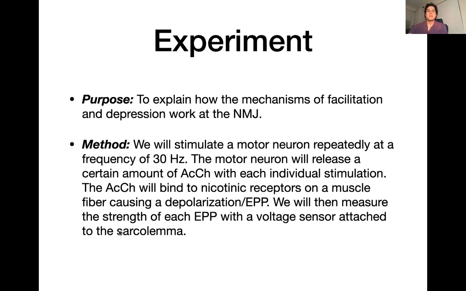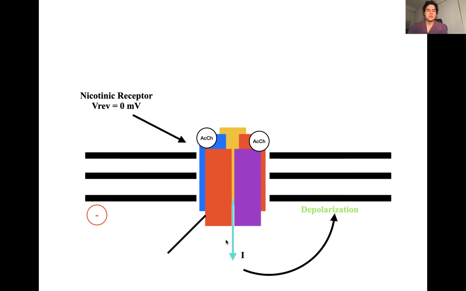Now, the depolarization that is caused by acetylcholine binding to all of the receptors on a muscle fiber is called an end plate potential. Now, we can measure the strength of this end plate potential by having a voltage sensor attached to the sarcolemma. So that is what we are going to be measuring in this experiment. We're going to be measuring the amplitude or strength of the end plate potential with each sequential stimulation of the motor neuron. So this is a pictorial representation of the experiment, and this is the muscle fiber cell.